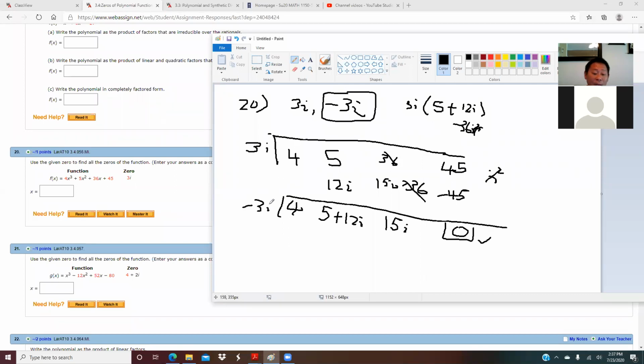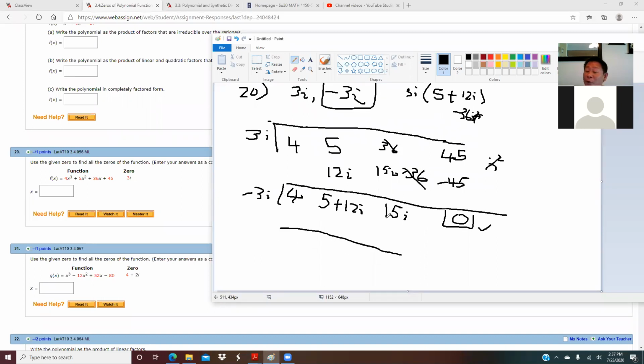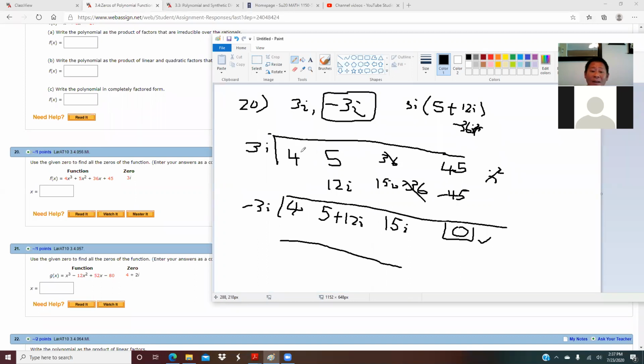Now what you do is, because we know another zero, the complex zero, the conjugate, negative 3i. So now you begin to do it one more time with negative 3i. I will guarantee you that this one is going to be easier than the one you did above. So you still drop the 4. When you multiply this, you get negative 12i. And you notice that the 12i will cancel, you get 5. And then when you multiply negative 3i with 5, you get negative 15i. And you also notice that this will also cancel.